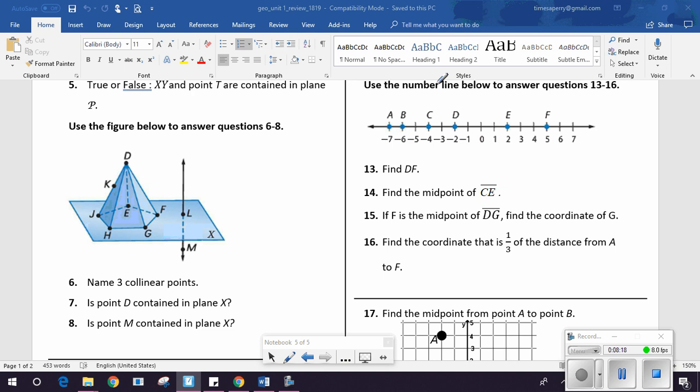For 13 through 16, we're going to use the number line as shown. The first one wants us to find DF, and when they list it without the bar, that means they want you to provide the measurement or the length. So we're going to use the distance formula. For the number line, it's the absolute value of x sub 2 minus x sub 1. Yes, show the formula.